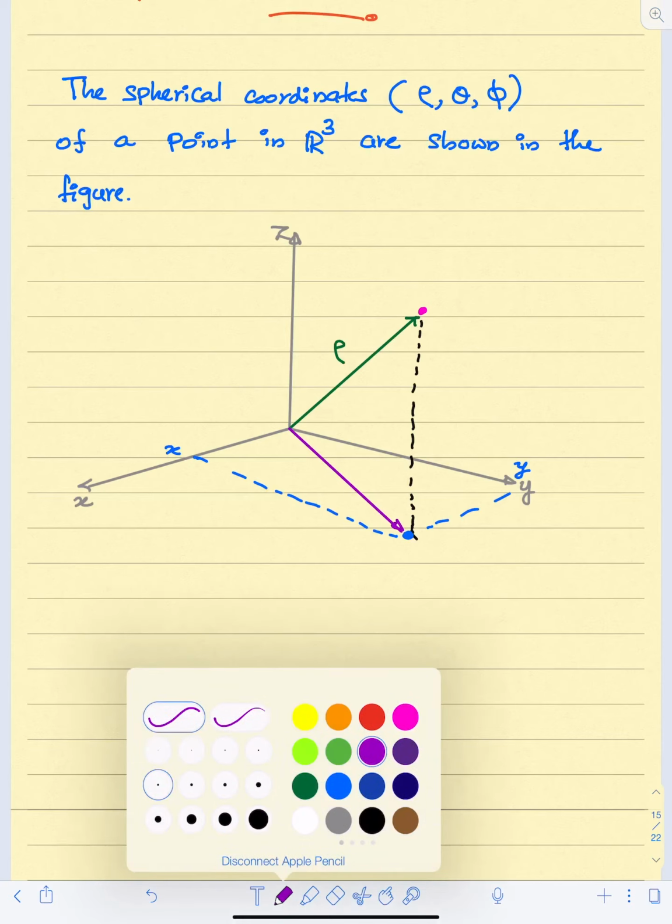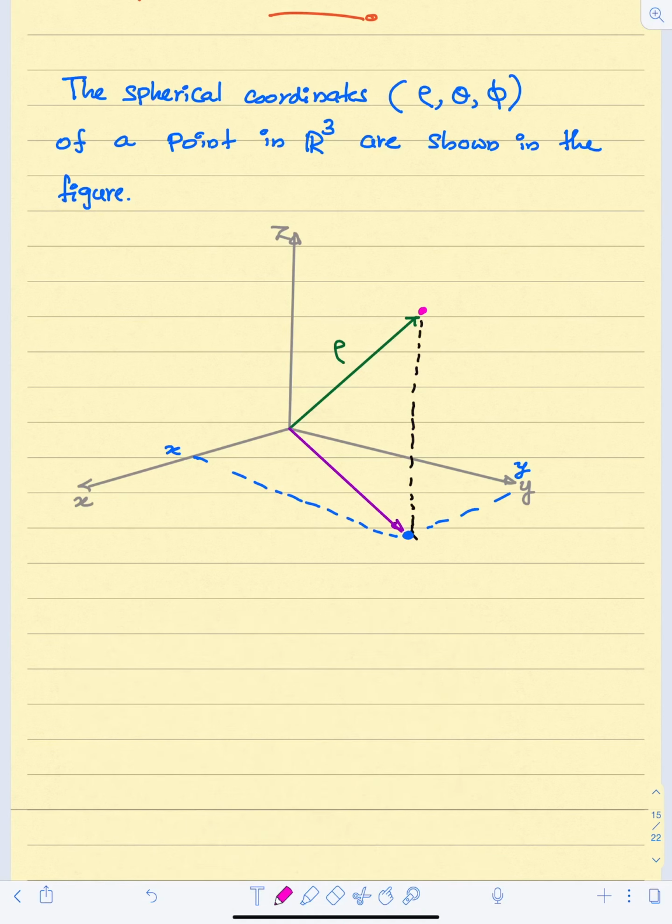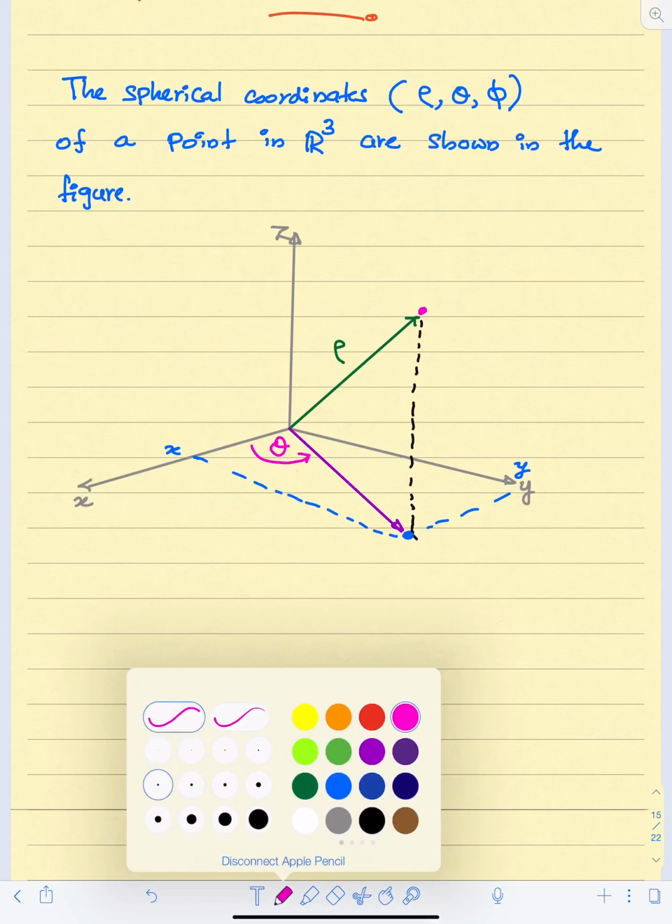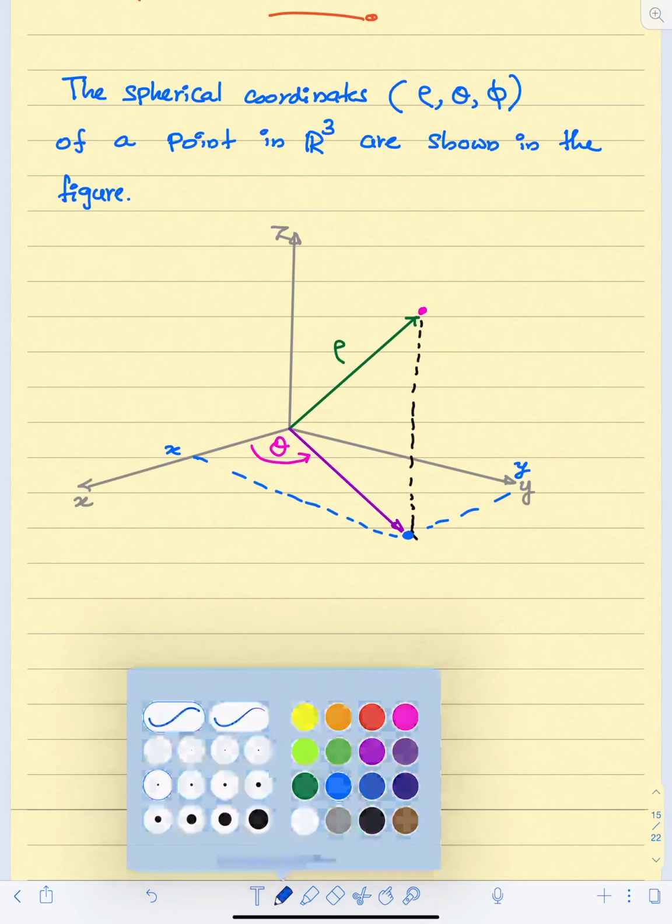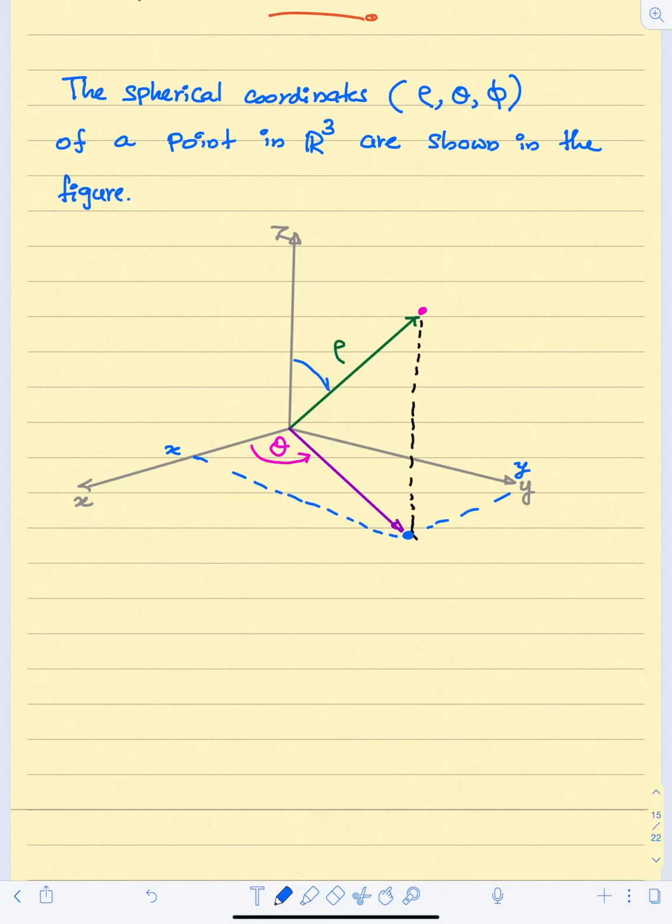Now we define angle theta to be the angle between the positive x-axis and this magenta line. So this is your theta angle. Theta angle is very similar to the polar angle in cylindrical coordinate system. Okay, so we have defined parameter rho, angle theta, and then this phi is another angle. This angle phi is the angle between the positive z-axis and this green line. That's your angle phi.